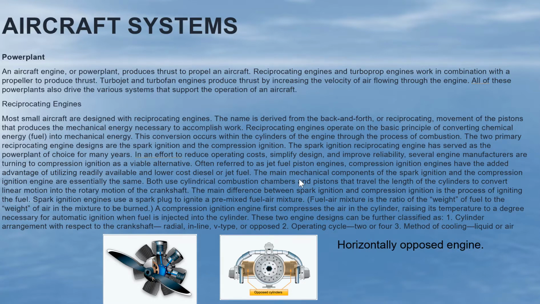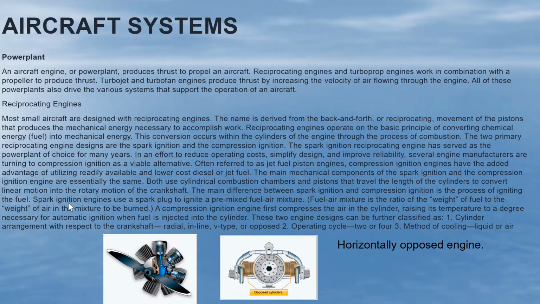The main mechanical components of the spark ignition and the compression ignition engine are essentially the same. Both use cylindrical combustion chambers and pistons that travel the length of the cylinders to convert linear motion into the rotary motion of the crankshaft. The main difference between spark ignition and compression ignition is the process of igniting the fuel.